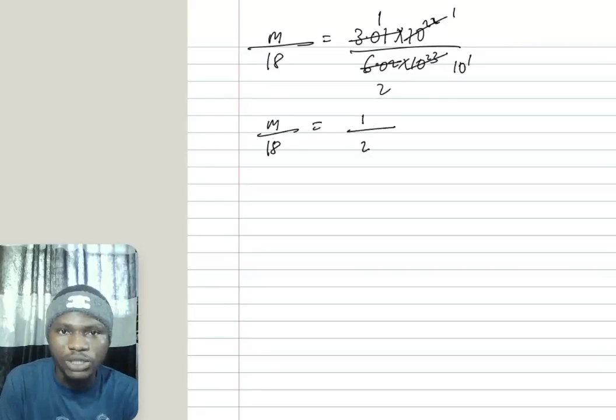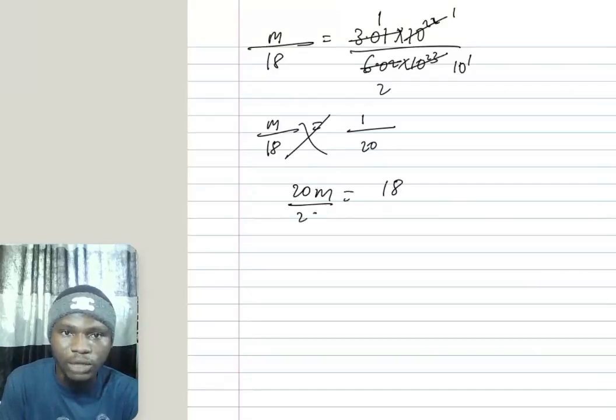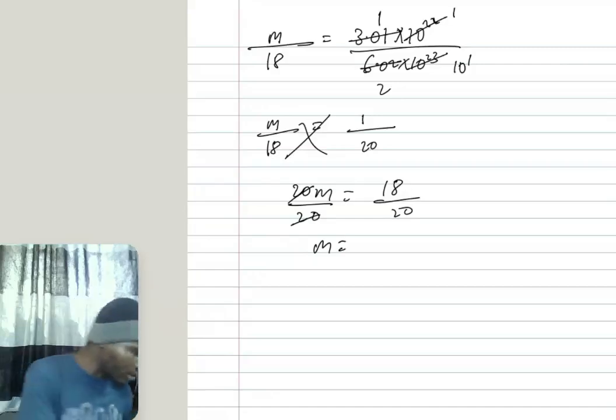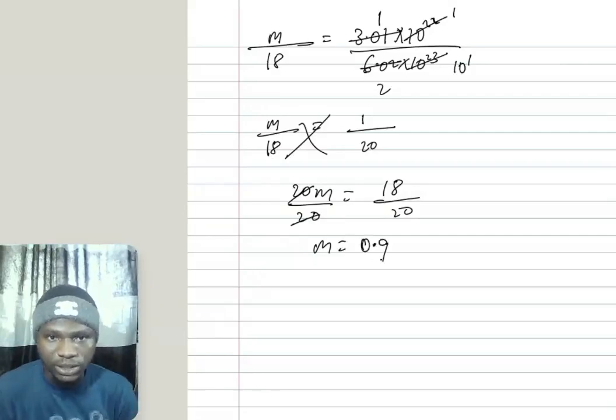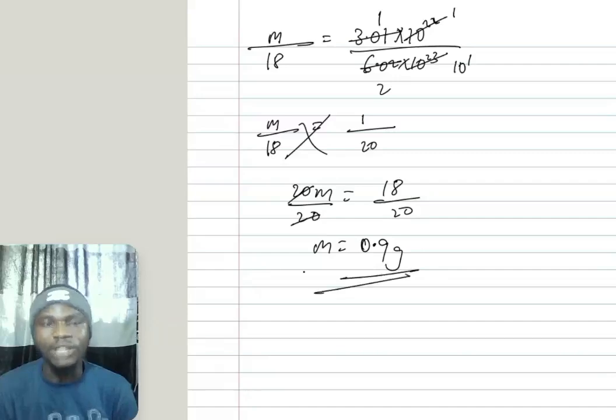So I'll be left with m over 18 equal to 1 over 10 to the power of 1, which is 10. 10 times 2 is 20. So cross multiply. I have 20m equal 18 times 1, which is 18. Then divide both sides by 20 because you are looking for m. So I have m equal 18 divided by 20. That will give me 0.9 grams. So that's my answer.